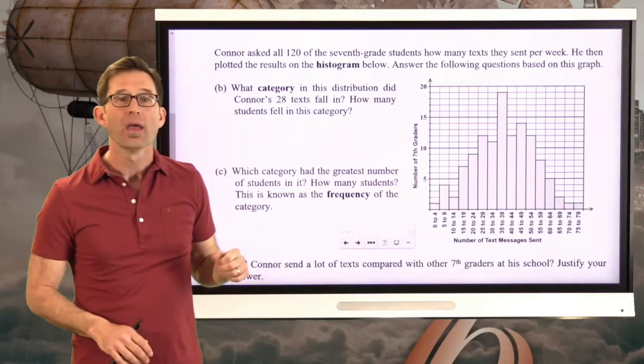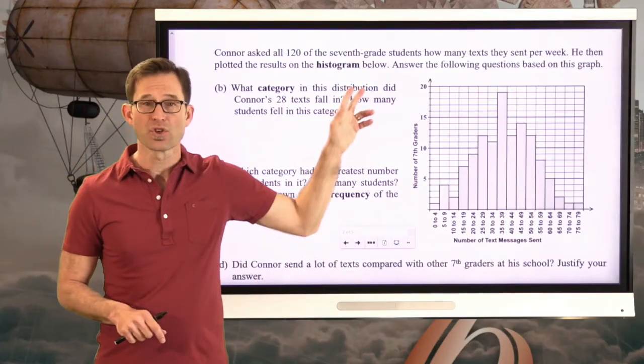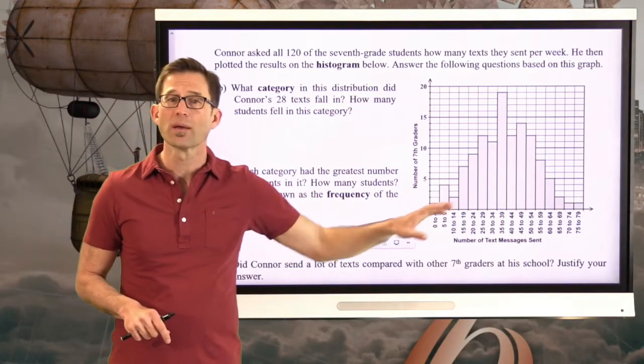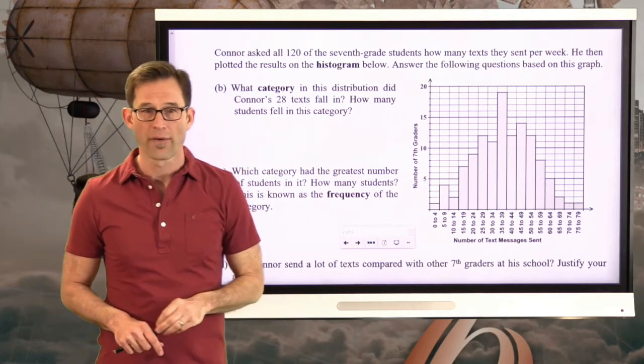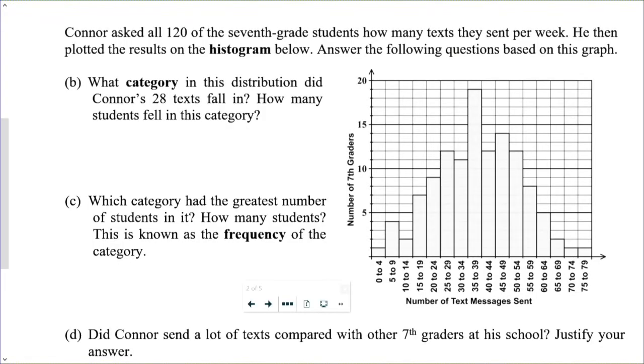He then plotted the results in a histogram. You've seen histograms before. Sometimes they're known as bar charts. Answer the following questions based on this graph. Letter B. What category in this distribution did Connor's 28 texts fall in? How many students fell in this category?